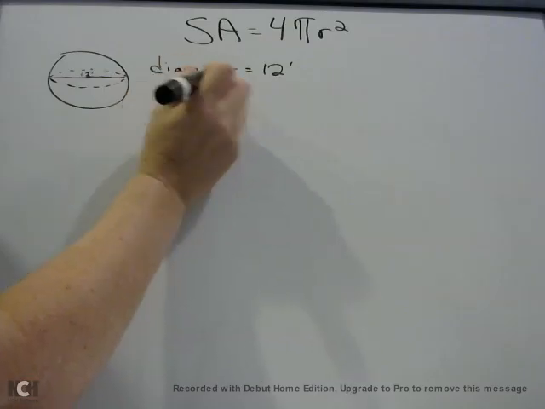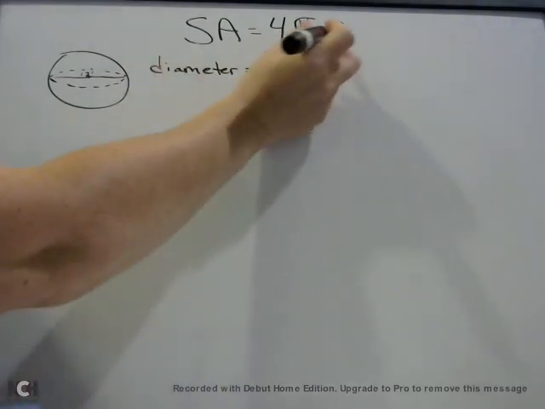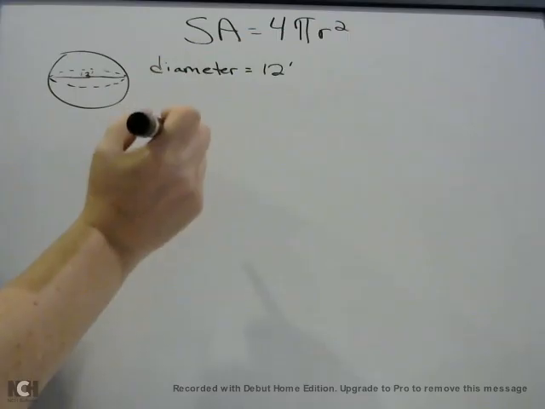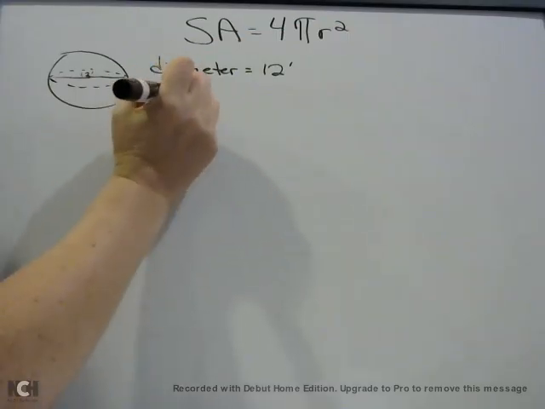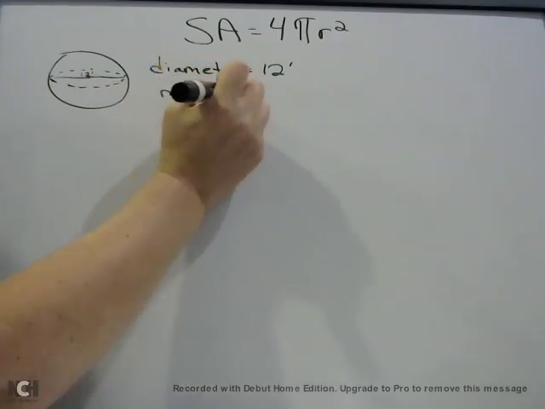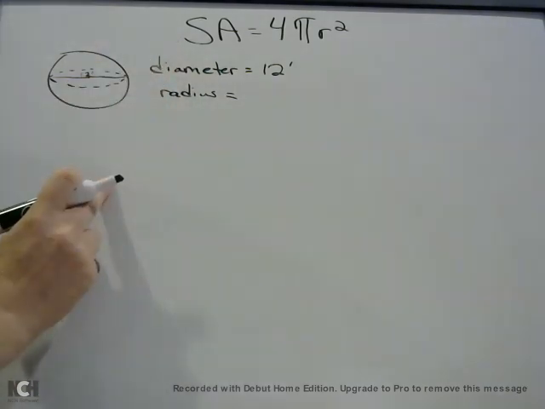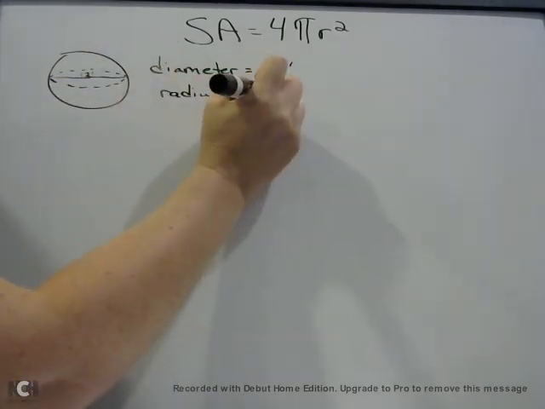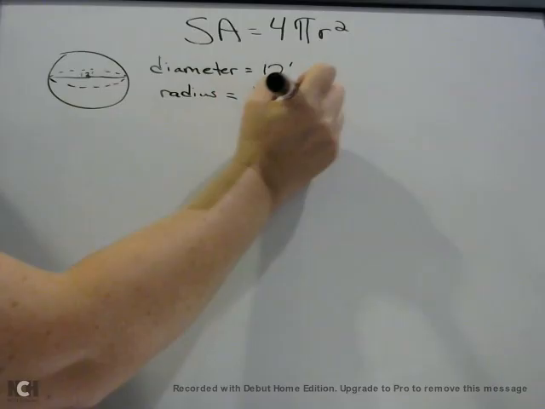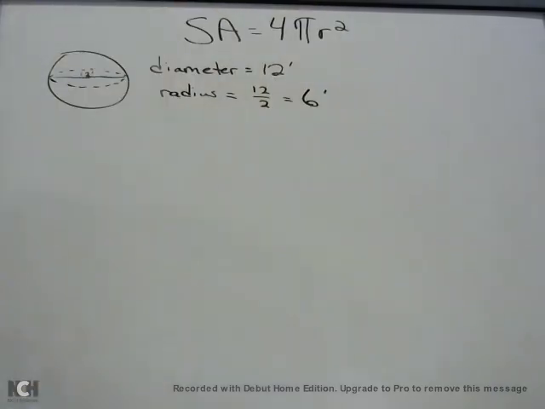So before we start this problem, we know we need to find the radius because that's what's in the formula. So what is the radius? The radius is half of the diameter. So you take 12 divided by 2 equals 6. So our radius is 6 feet. That's what we want to use in our formula.